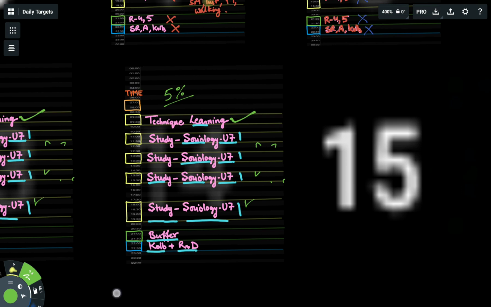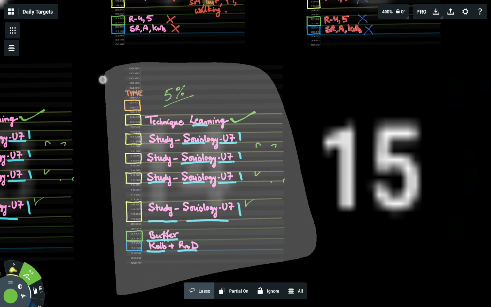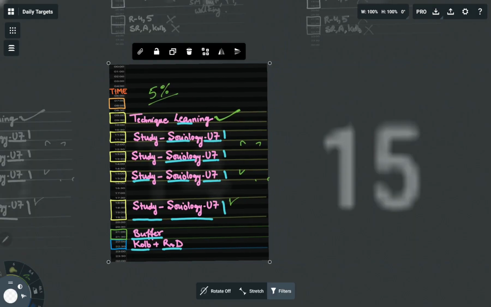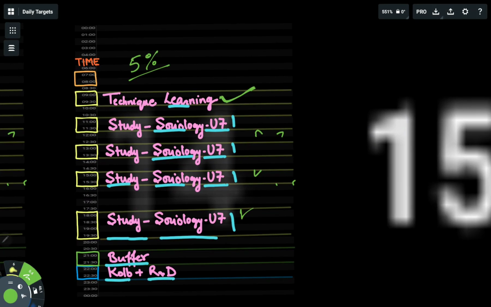So I will make some changes, like a change in terms of content. From 9 to 10 I will do this technique learning. Okay, and then from 11 to 12 I will do sociology unit 7. So the whole day basically I will do sociology unit 7, but I will do only half. Okay, sociology unit 7 divided by 2, I will do half of unit 7.